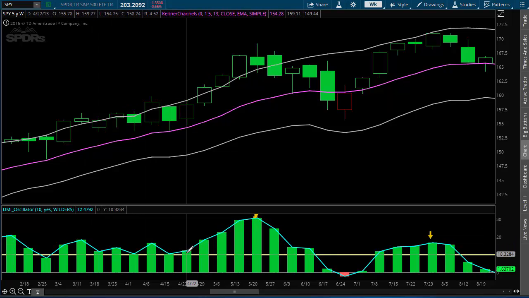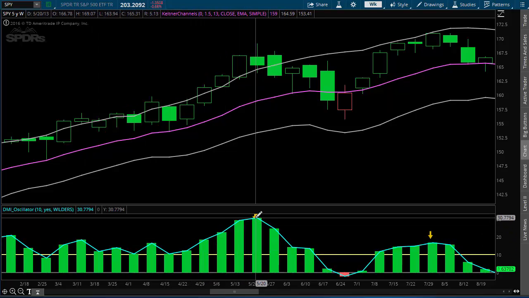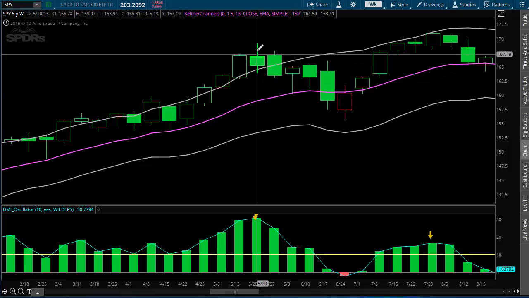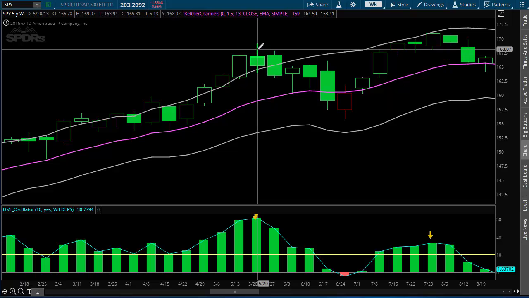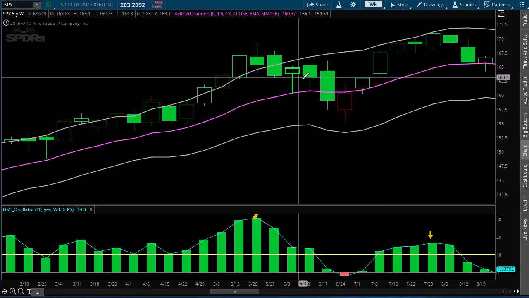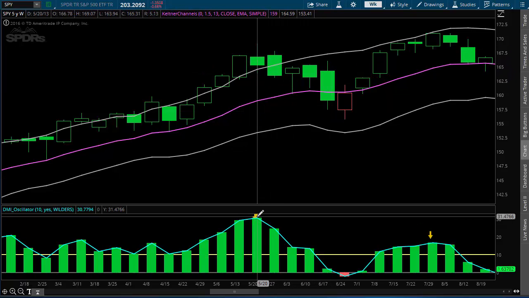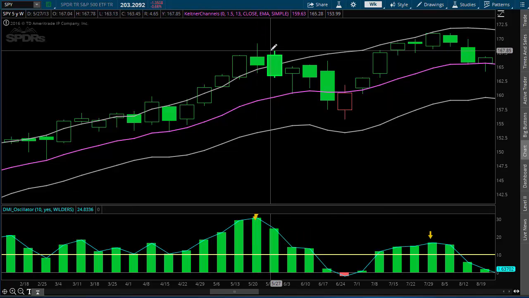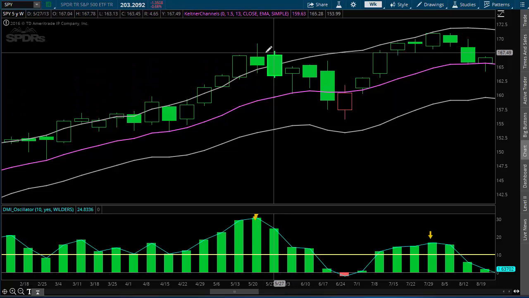We came back in. We had 1, 2, 3, 4, 5 weeks up in a row. We ended up with a kind of topping tail here, kind of a hammer type formation. This actually turned into a pretty good sell-off here. But again, I wouldn't necessarily have bought puts here. The safer play is to sell out of the money credit spreads.